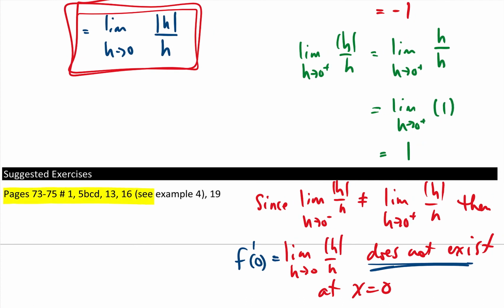So try the following questions. You notice for question 16, I say to see example 4. That is the example that we just completed.